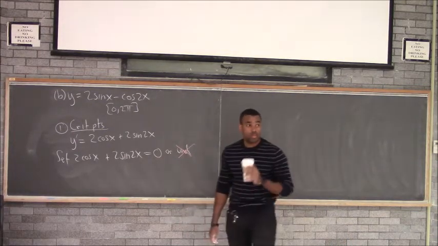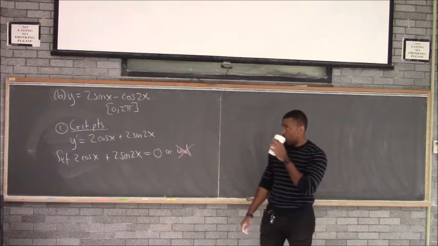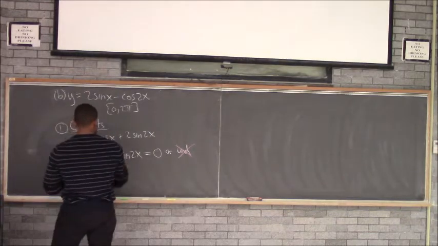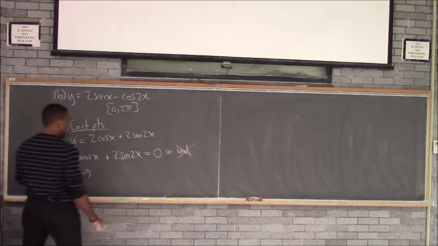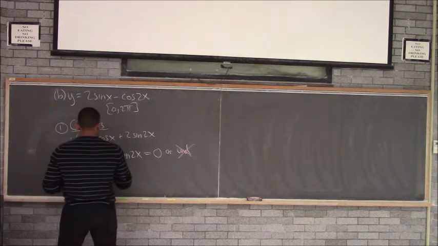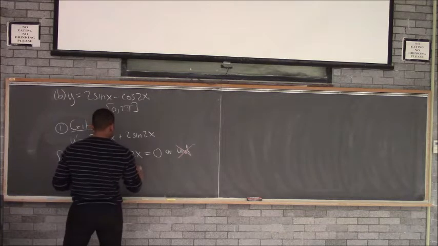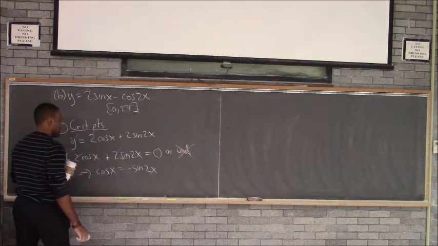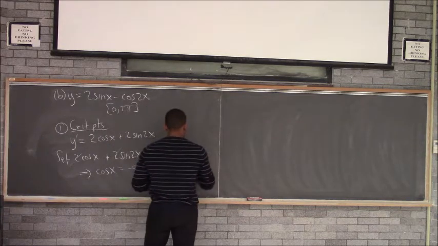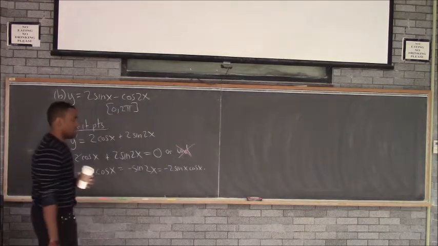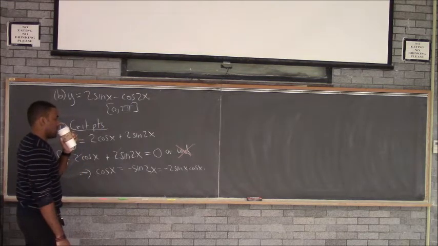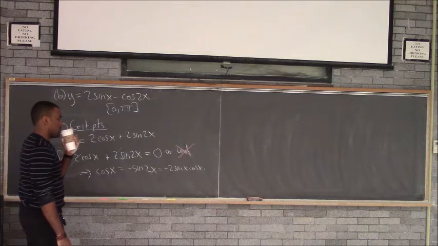I subtracted 2 sine 2x, eliminated the 2's, and then I turned sine 2x into 2 sine x cosine x, so it's negative 2 sine x cosine x, and then you divide by cosine x, and you can divide by negative 2 as well, and that gives you negative 1/2 equals sine x.